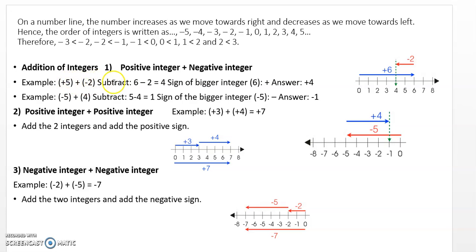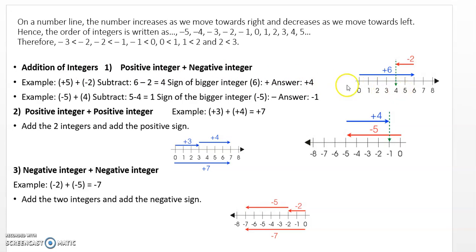Only the example I have taken. If it is 6, okay, 6. So here it will be 6. So 6 minus 2, what is the answer? 4. Now, which is the bigger number? The bigger integer is 6. And what is the sign? It is plus. So the answer will be plus.